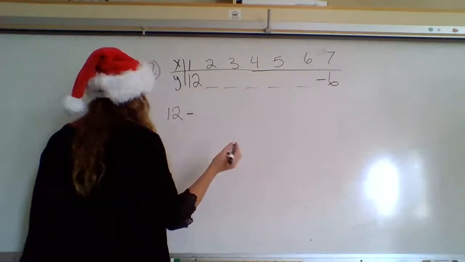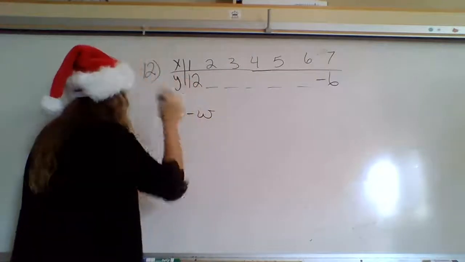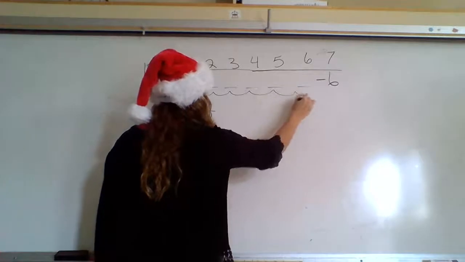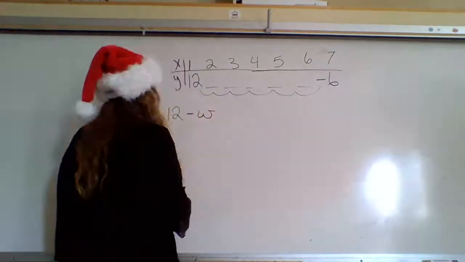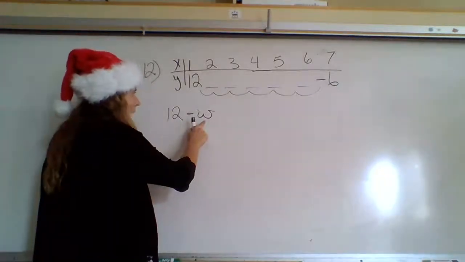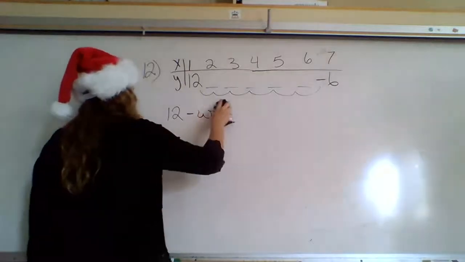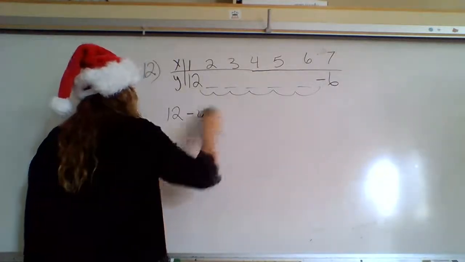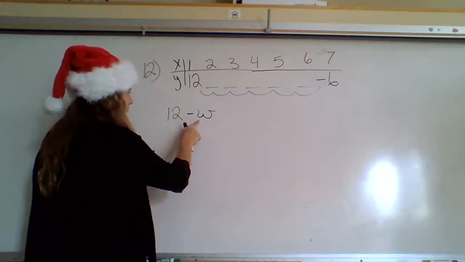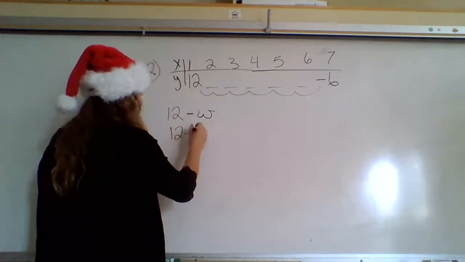pick a letter. This is where you pick a letter. I don't know. We'll do W. All right. 1, 2, 3, 4, 5, 6. Okay. But you're not multiplying by W. So don't write it as an exponent. You're not multiplying by W. You're subtracting by this number 6 times. I'm subtracting by W 6 times.